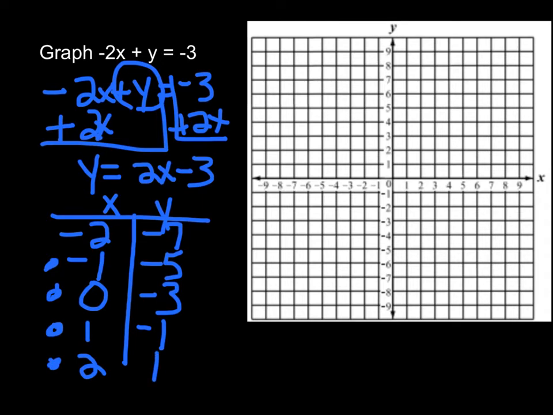Now we have some ordered pairs that we can put on this coordinate plane. (-2, -7) is here, (-1, -5), (0, -3), (1, -1), and (2, 1). Now we have some points, and we can draw our line to connect those points, and that is the graph of a linear equation.